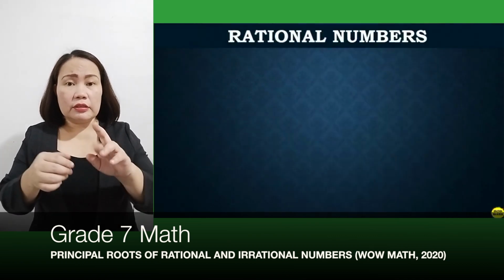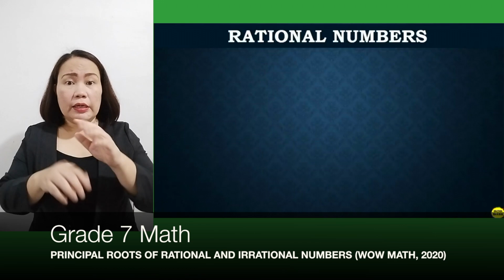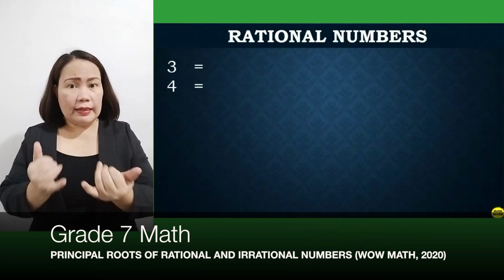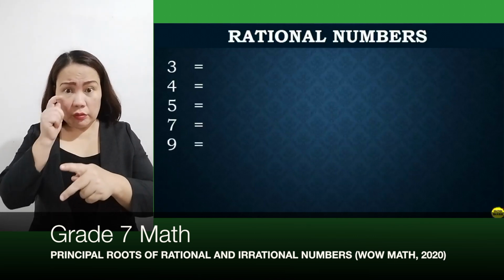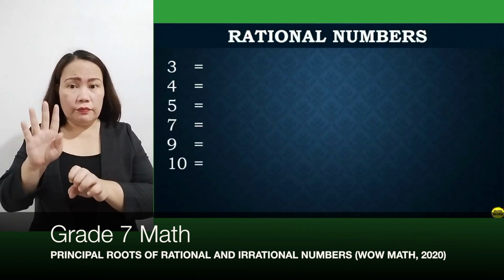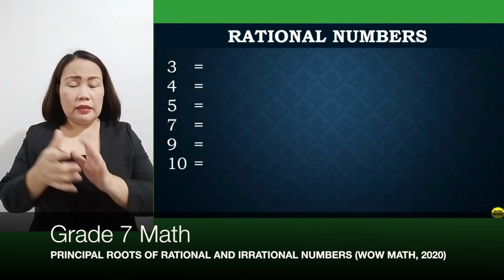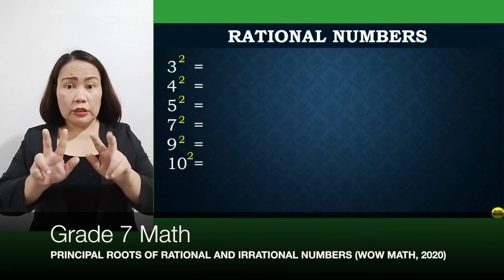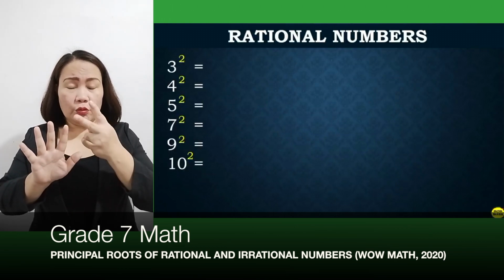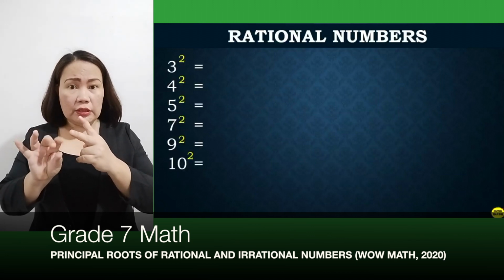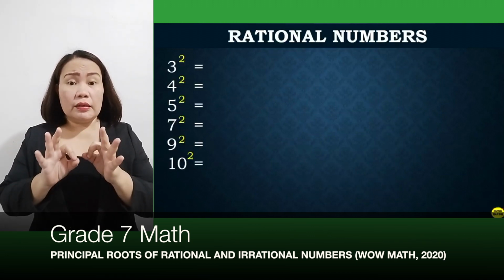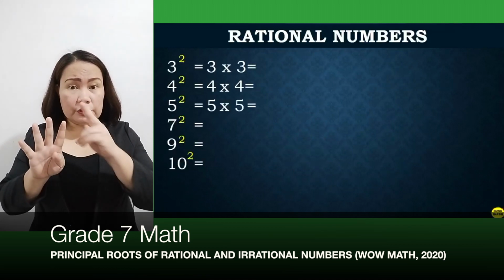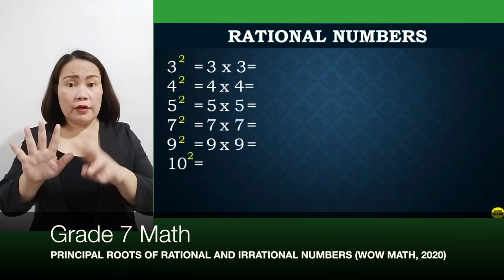Okay, so let us define first the rational numbers. So, in squaring a number, if I have 3, 4, 5, 7, 9, 10, if we will try to get the square of these numbers, we will have this one. May makikita kayong square doon sa mga numbers na yan. Now, if we have 3 squared, that is 3 times 3. 4 squared is 4 times 4. 5 squared is 5 times 5, and so on.